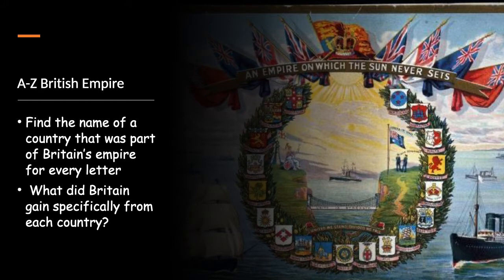Okay, task 1. So we're going to do the A to Z of the British Empire. So what I want you to do is to write out your alphabet. Write it down your page, 1 letter on every line. You can go on to the next page, that's absolutely fine, or onto the back of your paper. And you're going to need to do a little bit of research here, but you're going to find the name of a country that was part of Britain's empire for every letter. Okay, now it is completely possible to do this. It's very easy to do it, okay? Some of them are a little bit tricky, but you will be able to do it.